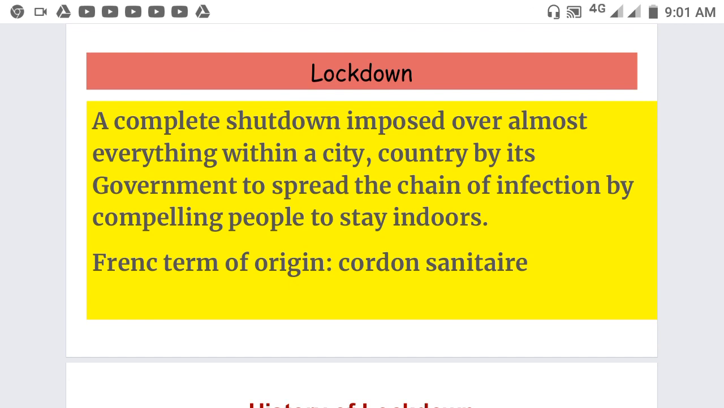Another word that is very frequently used, and we all are aware of this term, is lockdown. A complete shutdown imposed over almost everything within a city or country by its government to break the chain of infection by compelling people to stay indoors. And we all have this experience. People across the globe are experiencing or have already experienced this situation. The term lockdown has a French origin. The French term from which lockdown has come is cordon sanitaire. So cordon sanitaire is the French term that also means lockdown.